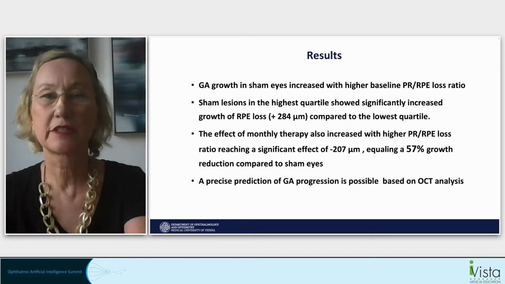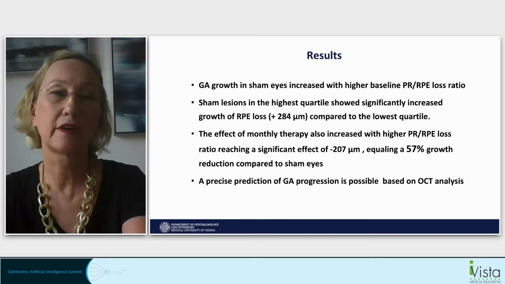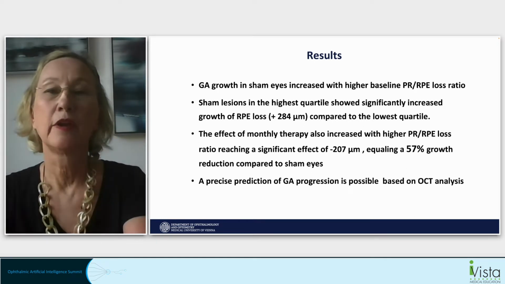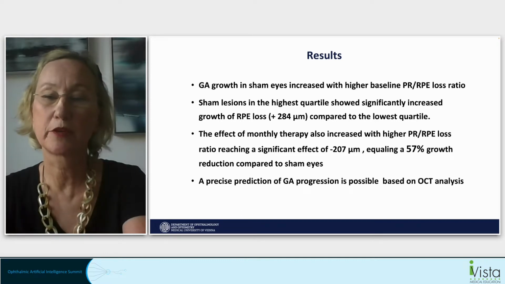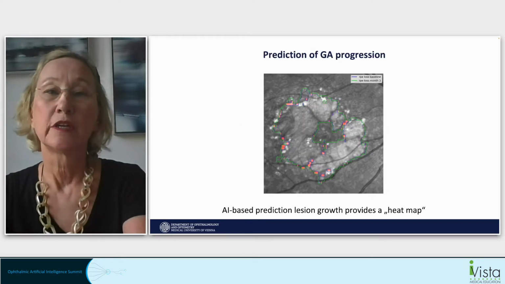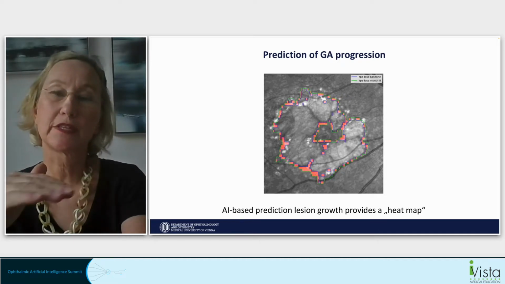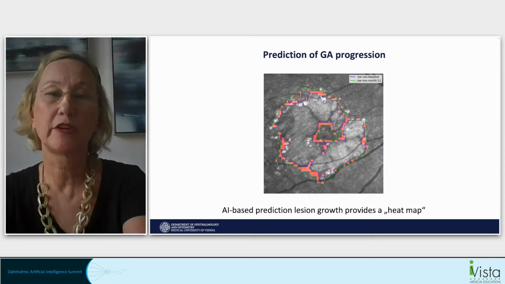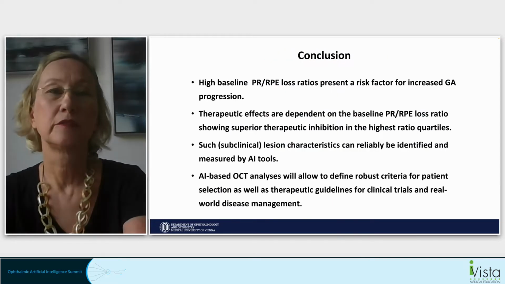And the effect of monthly therapy also increased with a higher ratio. And that was as high as 57%, much higher than the 20% that was found by using fundus autofluorescence in the clinical study. There's also a precise prediction possible based on a baseline scan, and that is very helpful in the future to make an adequate patient selection.